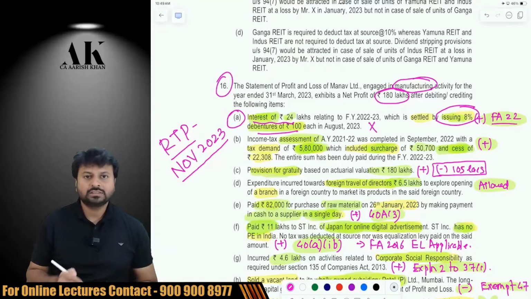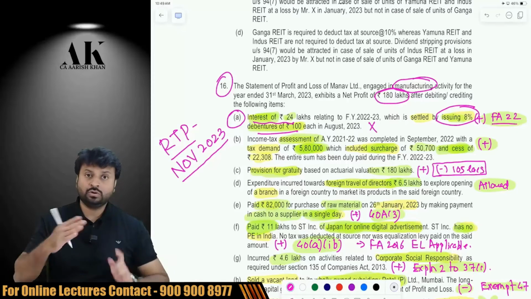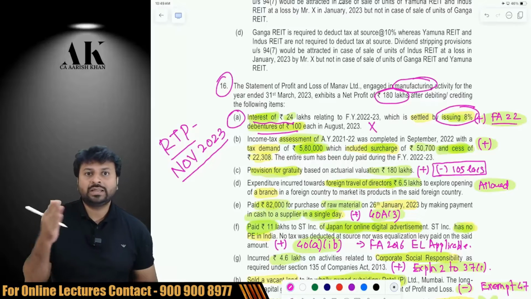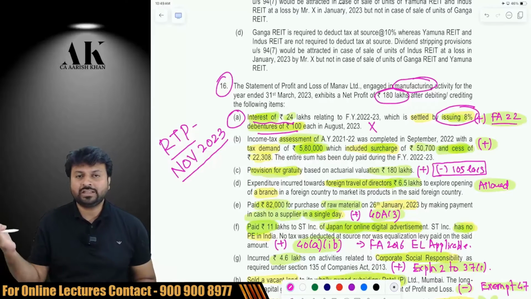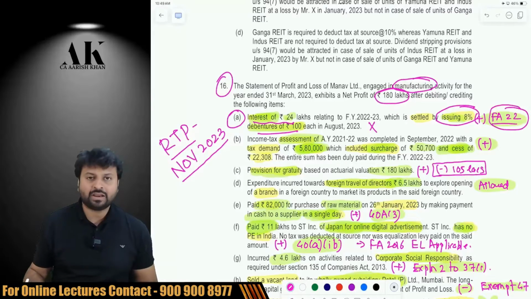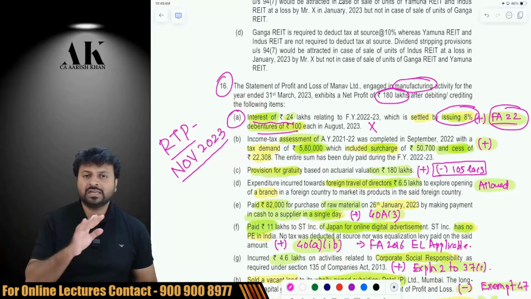The answer is no. Conversion of an outstanding interest into a new loan or into a debenture or any other security or any other instrument is not allowed as deduction. It is the amendment made by Finance Act 2022. You have to actually pay to the other person. Otherwise, it is not allowed as a deduction as per section 43B.